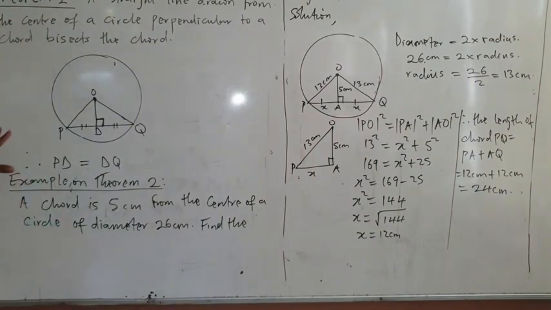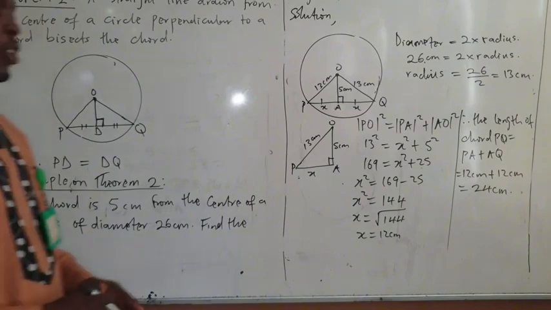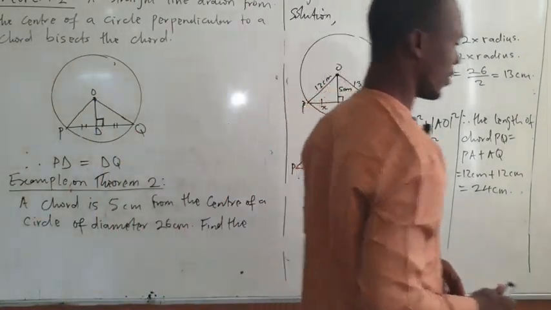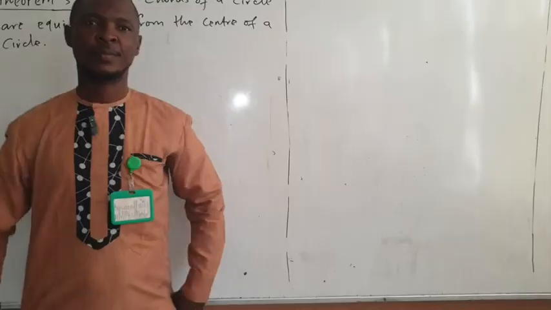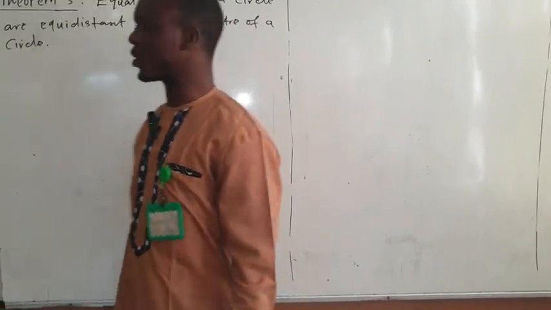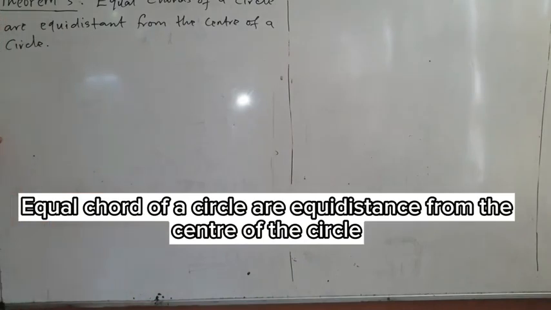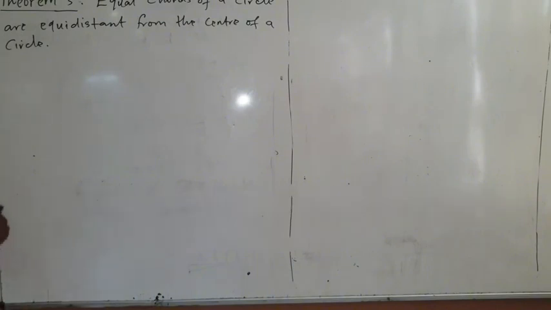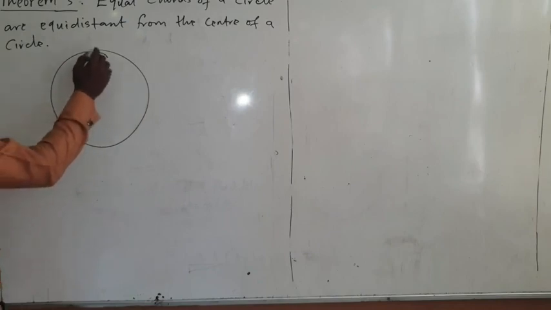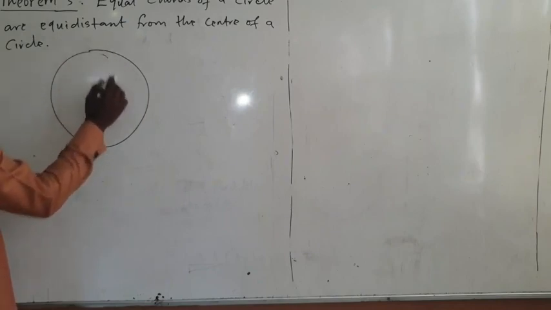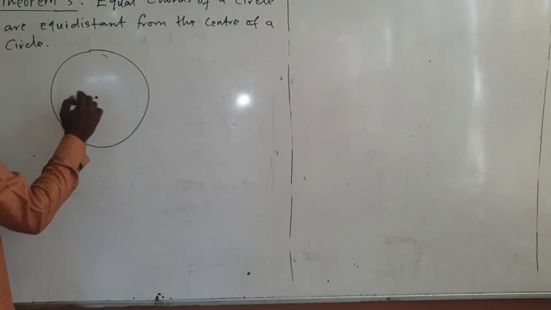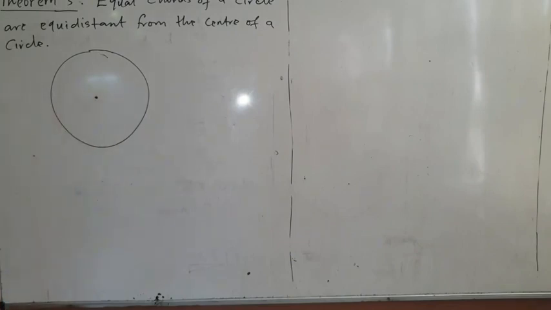So that is the example under the second theorem. So we now move to the third theorem. Theorem number 3 says equal chords of a circle are equidistant from the center of a circle. So let's have our circle.